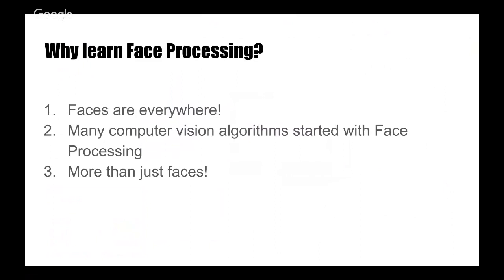And that's why when computer vision algorithms started, there was a lot of emphasis on face processing. The first object detector that actually worked in the real world was a face detector. That was one of the big successes of computer vision for a very long time. So we worked on face detection, face tracking, etc.